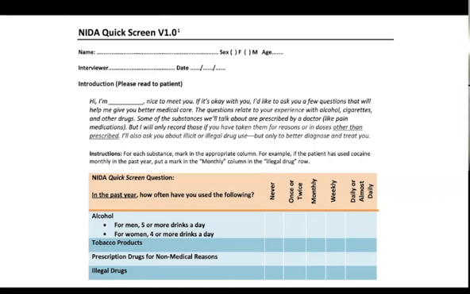A positive screen for at-risk drinking for men, other than 5 drinks a day, is 2 drinks a day, so 14 drinks in a week. And for women, 1 drink a day, so 7 drinks a week, would also be a positive screen. Another way to double check on their alcohol use.